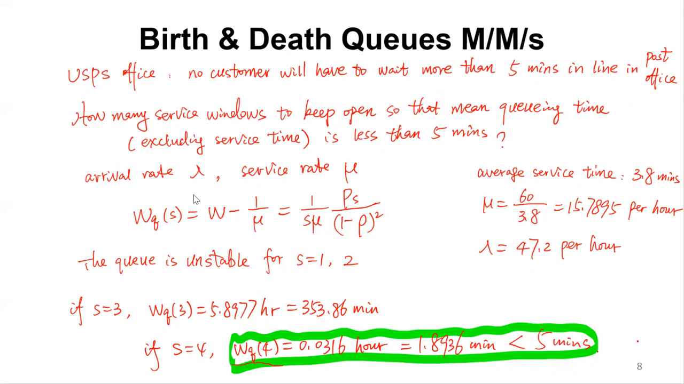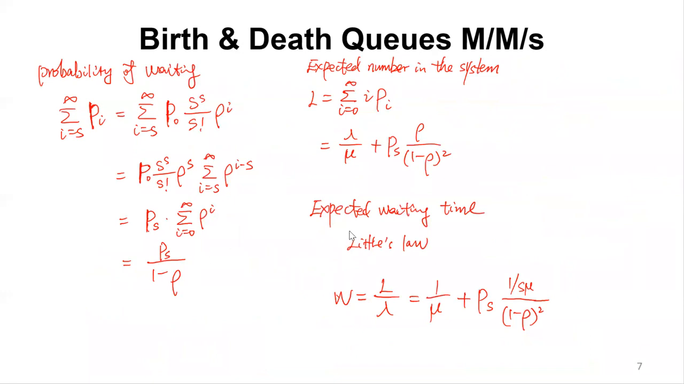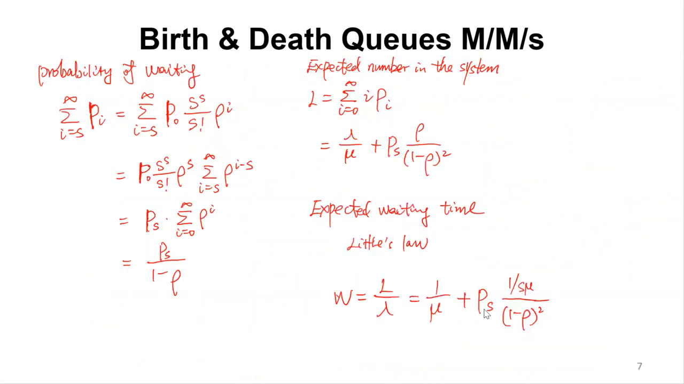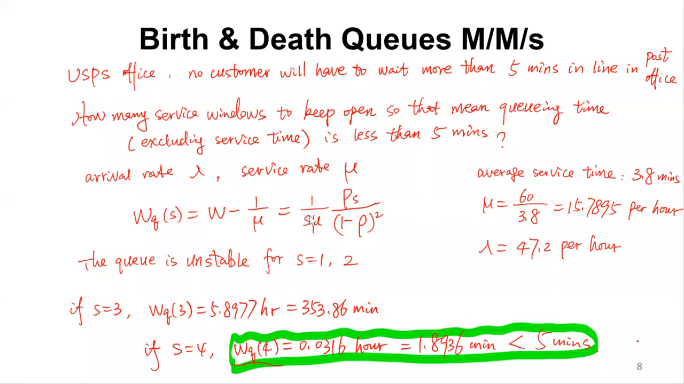Suppose the arrival rate is lambda and the service rate is mu. Now the queuing time, excluding the service time. Previously, this was the expected waiting time in the system, including the service time. If we subtract the service time, only this part is left. So this will be 1 over S mu times PS over 1 minus rho square. This waiting time has to be less than 5 minutes. We want to find out how many service windows, how many servers S, we should have.